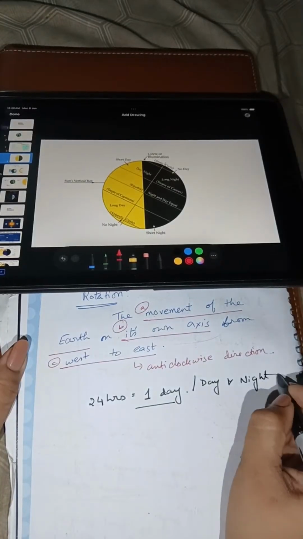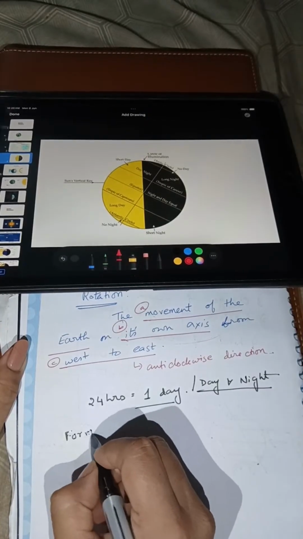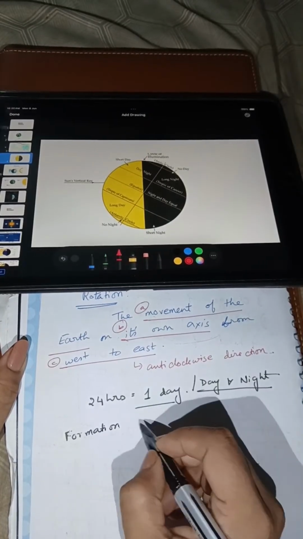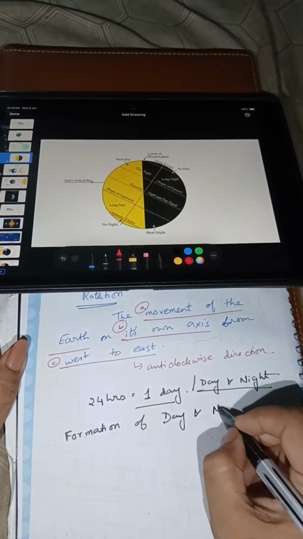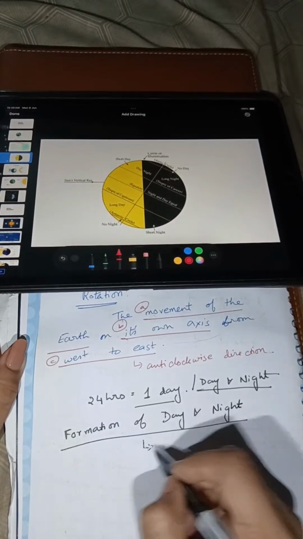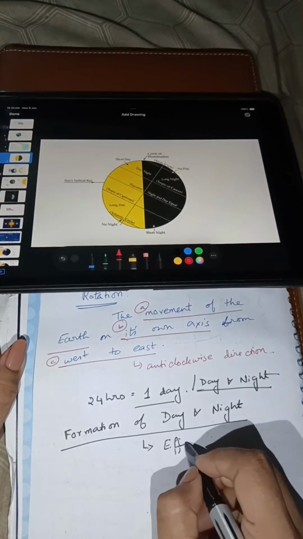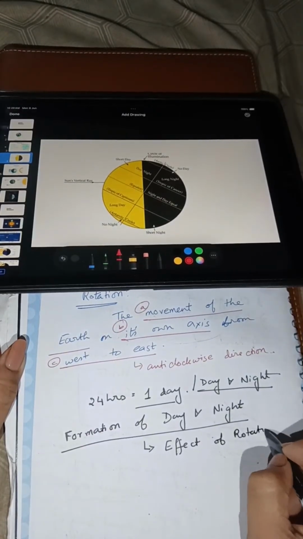So the formation of day and night is one of the most important effects of rotation. This is the most important effect of rotation.